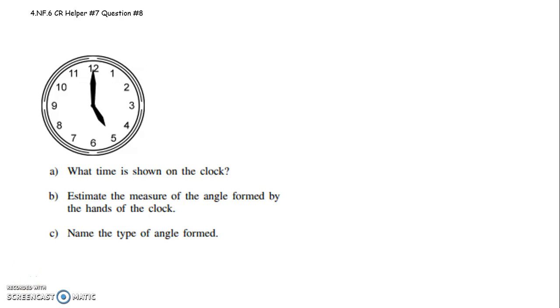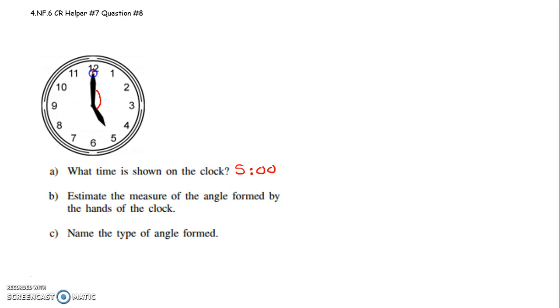This is to help you with question 8 on CR number 7. It says, what time is shown on the clock? That says 5 o'clock. Estimate the measure of the angle formed by the hands on the clock. So they want us to estimate this angle right here.